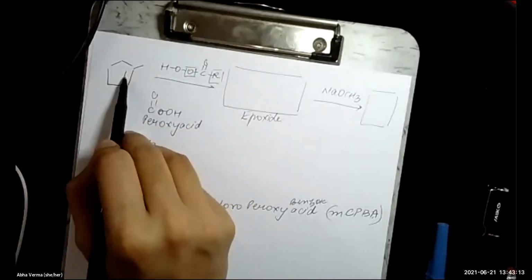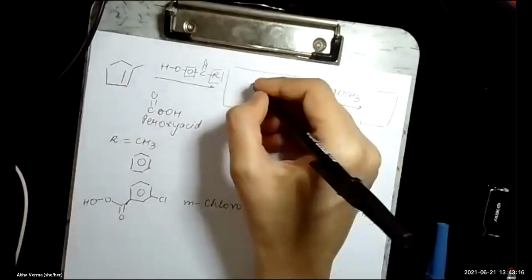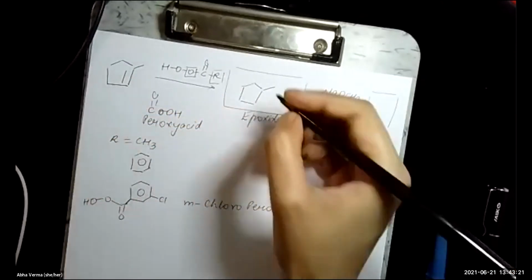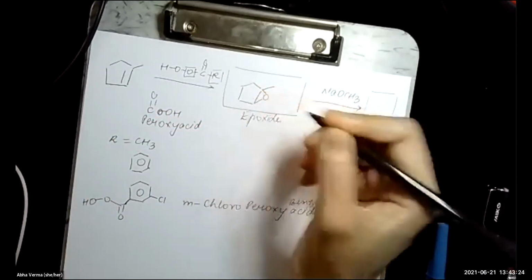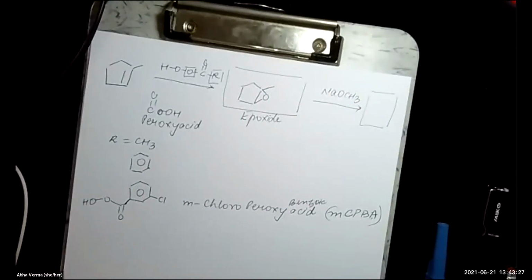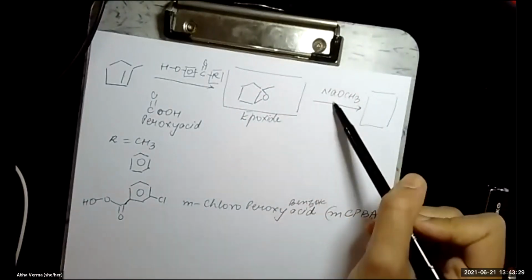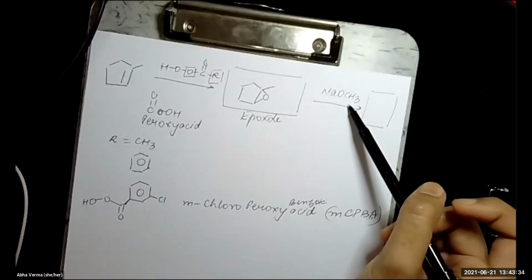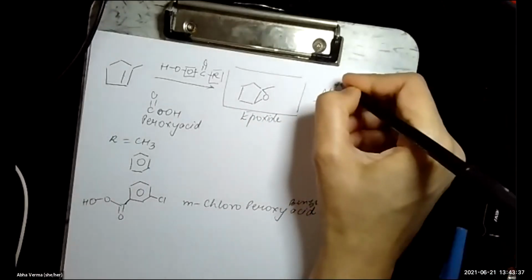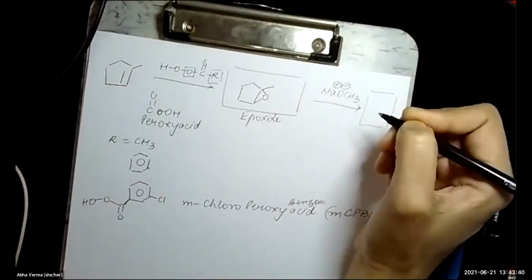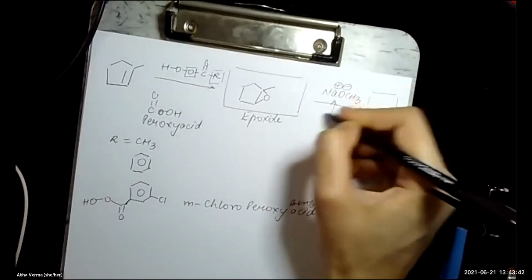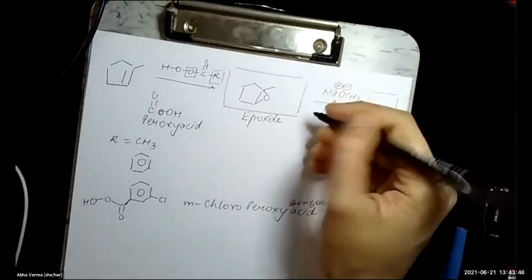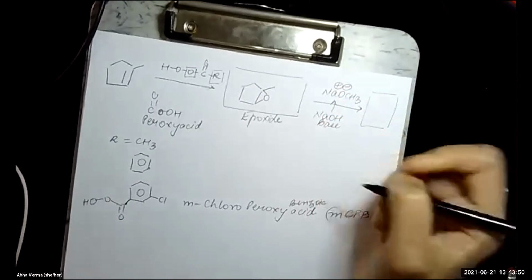And so where am I going to put my epoxide? Across this double bond. So I'm going to draw my product. I will not draw my alkene. I will draw my oxygen right here. And now I have sodium methoxide. Tell me, is it acidic or is it basic? Because of the presence of a sodium ion, this material comes from sodium hydroxide. Sodium hydroxide is a very, very strong base. So this is basic conditions.